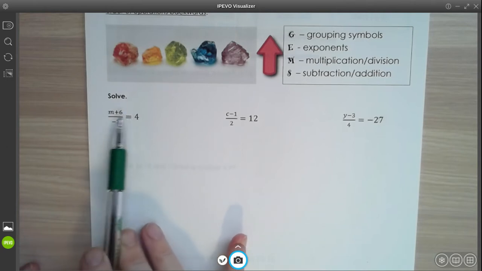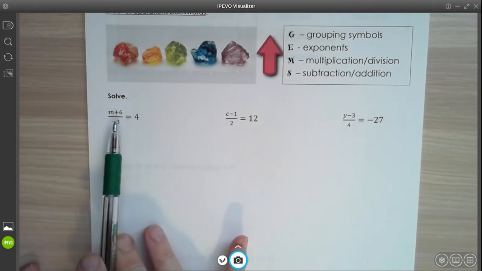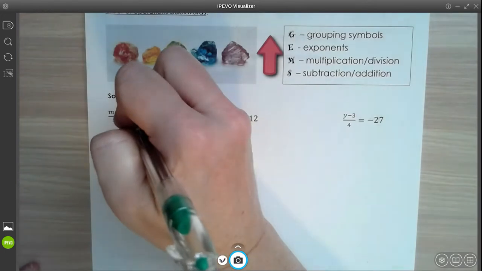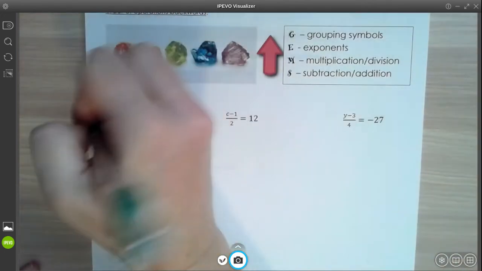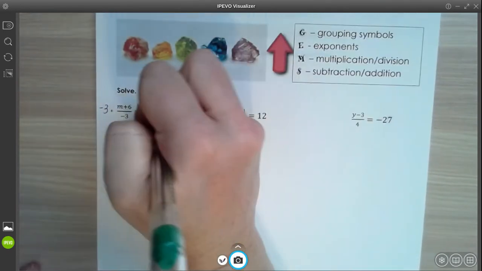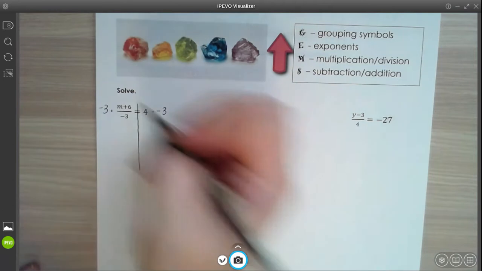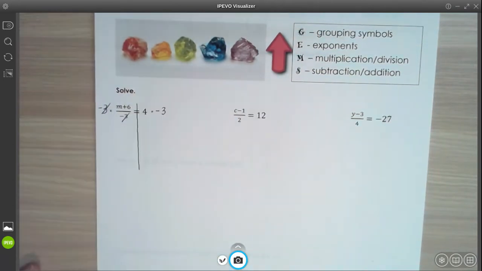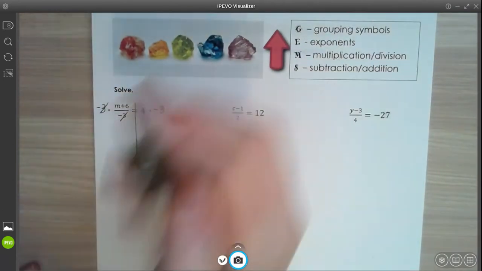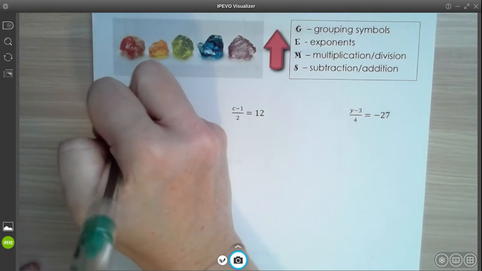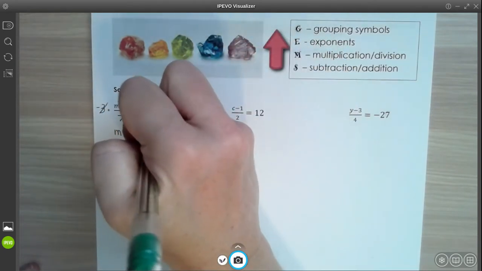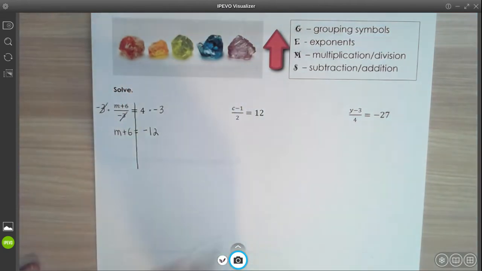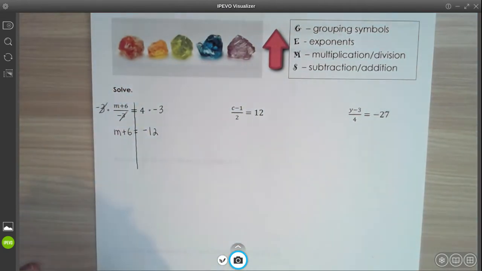So what I always say is get rid of a fraction if you can. So here we have this division. Opposite of dividing by -3 is to multiply by -3. That's going to help us get rid of this whole fraction business right away. So I'm going to multiply by -3 on both sides. That will cancel that whole denominator out. When I bring this down, I'm left with m plus 6. And then here 4 times -3 is -12. Okay, now I've got m plus 6 equals -12.